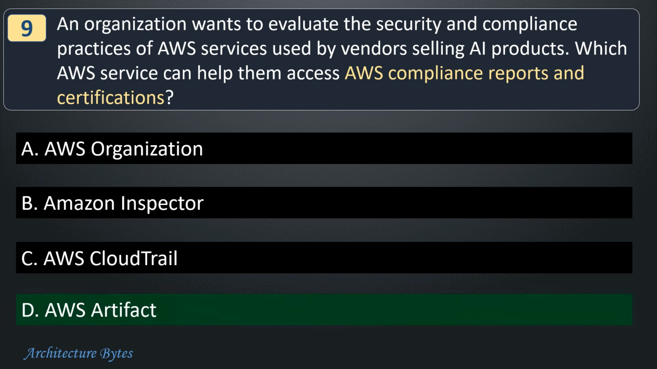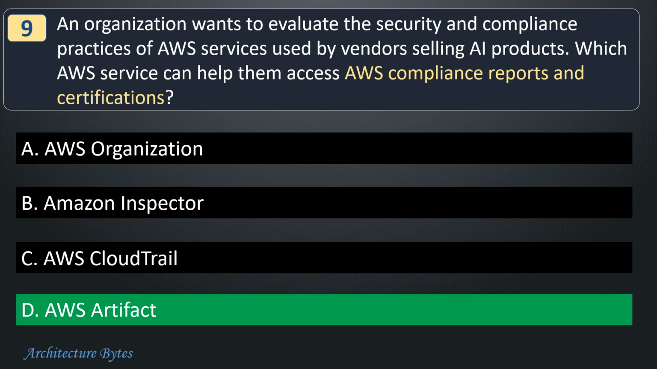Option D, AWS Artifact, is the right answer here. It allows users to access a centralized repository of AWS compliance reports, attestations, and certifications. This includes reports related to security, privacy, and regulatory compliance. The other options, AWS Organizations, Amazon Inspector, or AWS CloudTrail, are not relevant here.